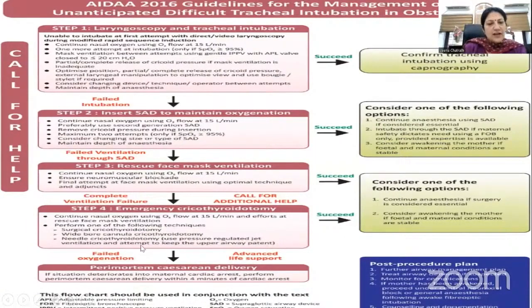If the oxygenation fails even through needle cricothyroidotomy and the patient goes into cardiac arrest, then advanced life support is to be given and we have to do the perimortem cesarean delivery.